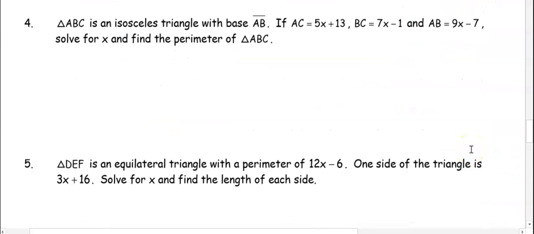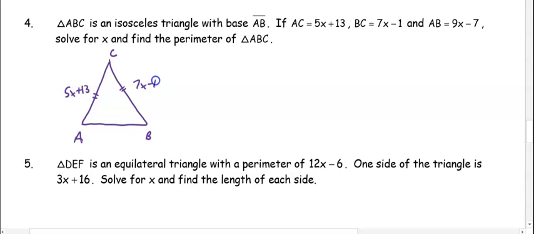In number 4, we need to create a picture. So ABC is an isosceles triangle. So I'm going to draw an isosceles triangle with base AB. So that means the bottom side's AB in this case, and C is on the top. So if I label, I have 5x plus 13 for AC, 7x minus 1 for BC, and 9x minus 7 for AB. So we want to solve for x and find the perimeter of ABC.